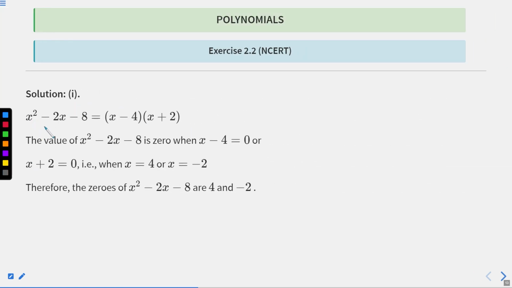So here we have given this quadratic polynomial x squared minus 2x minus 8. Okay, so here we can factorize this quadratic polynomial by splitting the middle term.